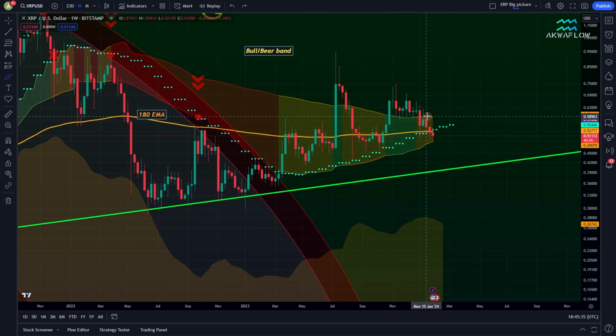XRP is still in the bull bear band. We know that the next 23 days candle will open in 2 weeks. So we still have time to make it above the bull market support again, to close above it. I hope it's clear. If it's not, don't worry. It will become even clearer in the next chart.